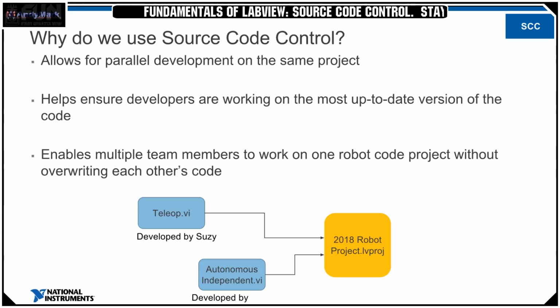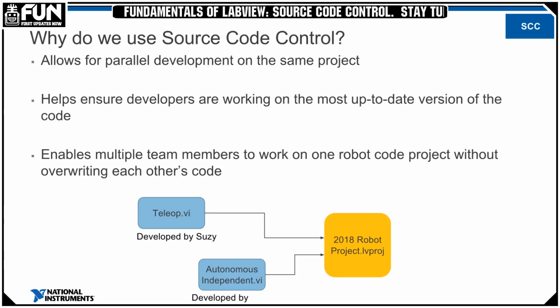It enables multiple team members to work on one robot code project without overwriting each other's code. So in this example, if Susie was working on the teleop VI and Tommy was working on the autonomous VI, they could both get sent up to the same robot project and be pulled at the same time when your main developers or your hardware team goes to put code on the robot.